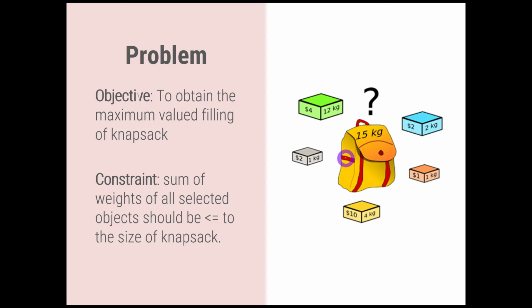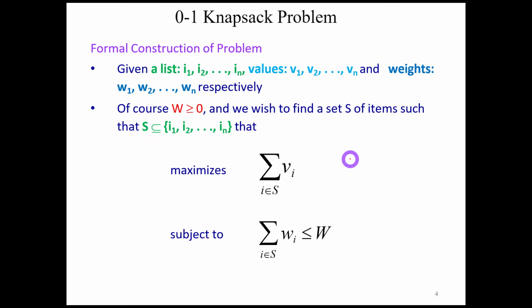Now this is a 0-1 knapsack problem. That means we cannot keep a fraction of any object. We are either keeping an object or not keeping it. So that's why 0 or 1, right? Binary. So let's solve it now.